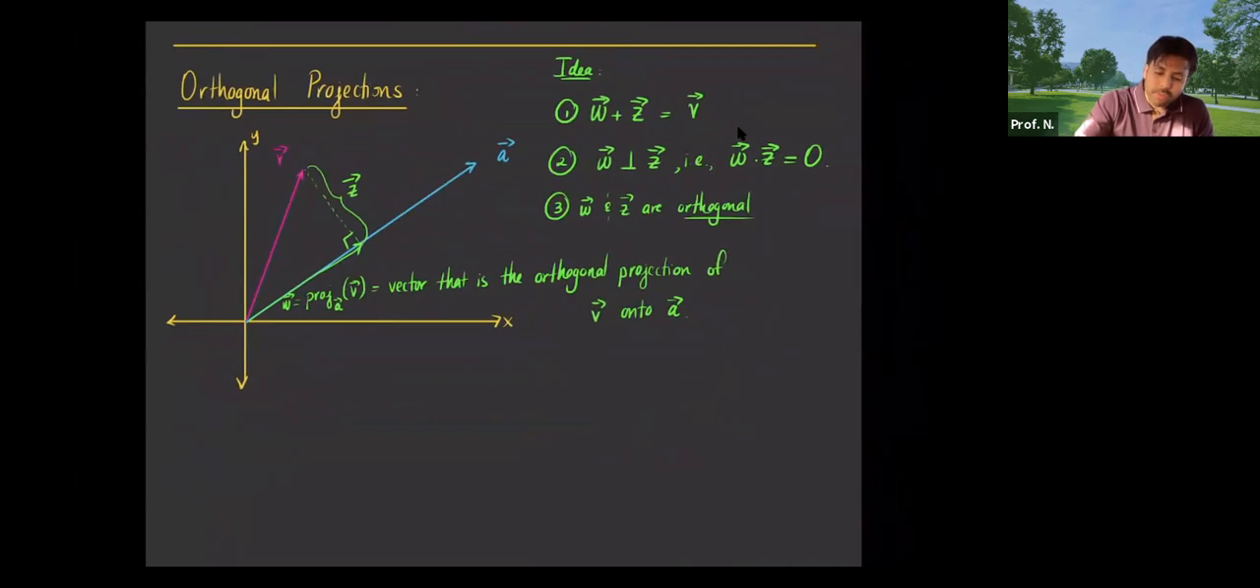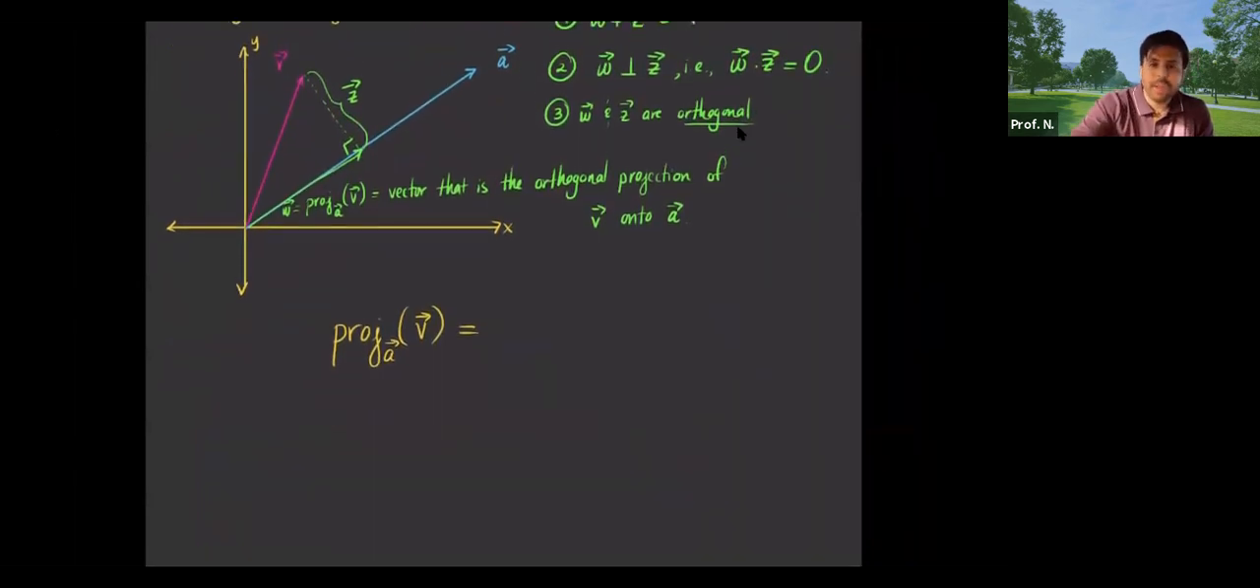And there's a formula for this, of course. The projection of the vector V onto A is given by the formula that we derived in the previous lecture, which is the dot product of V and A divided by the norm of A squared, multiplied by the vector A. Again, we derived this last time. Very important.